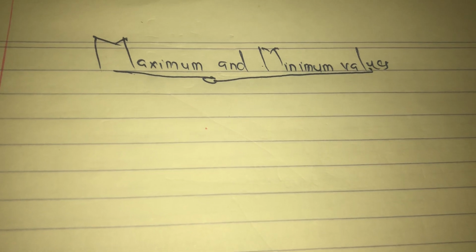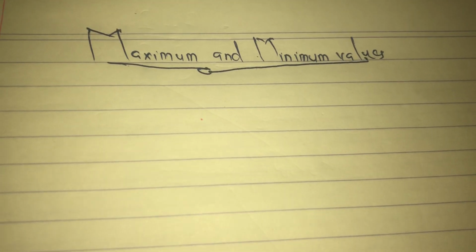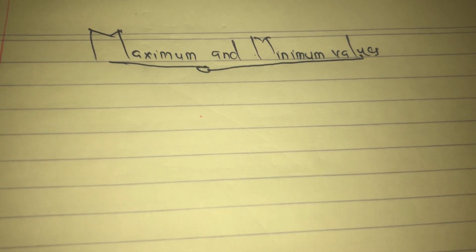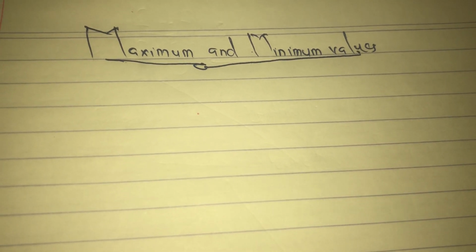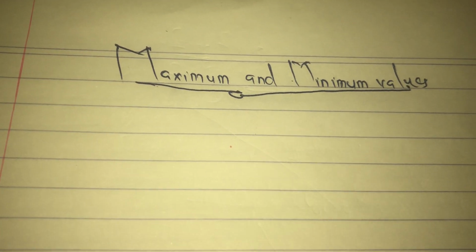So we're still looking at trigonometry, and today we are going to look at maximum and minimum values. How do we find them? What do they mean by these values? If they tell you find the maximum value of this, normally it's given as a function, and they tell you to find the maximum and the minimum value of the function.